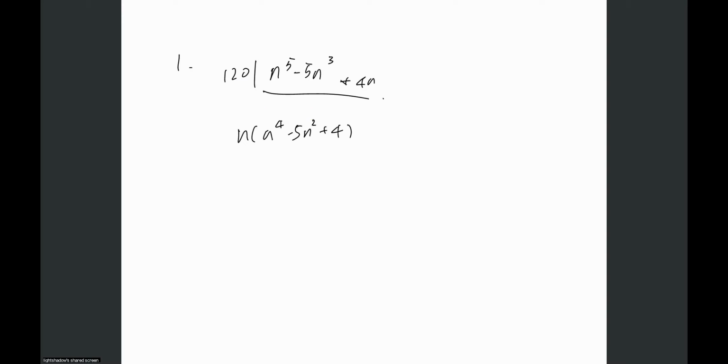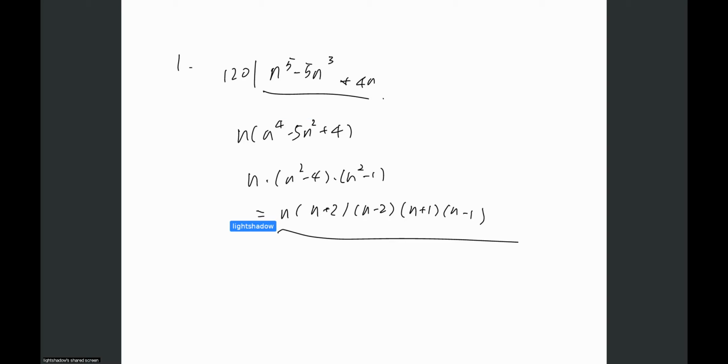And we can factorize it into n times (n squared minus 4) times (n squared minus 1), right? Okay. So this shows that this equals (n plus 2)(n minus 2)(n plus 1)(n minus 1) times n. So it's like 5 consecutive integers around n.